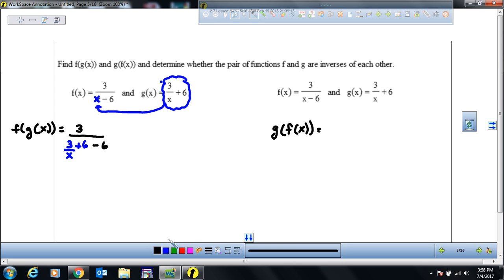So then, we're going to simplify this. Now, to simplify this fraction, we can first combine like terms. Negative 6 plus 6 is going to be 0, so we're going to end up with 3 over x.